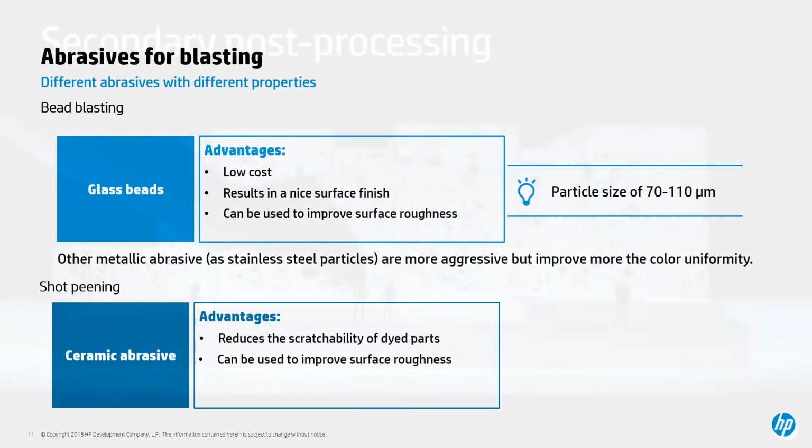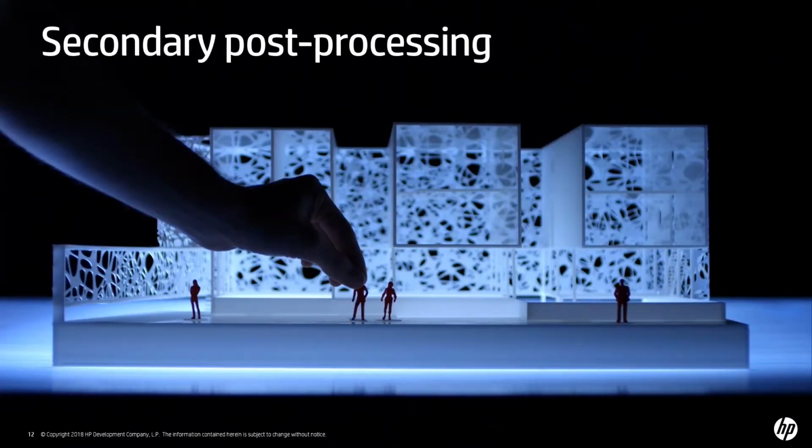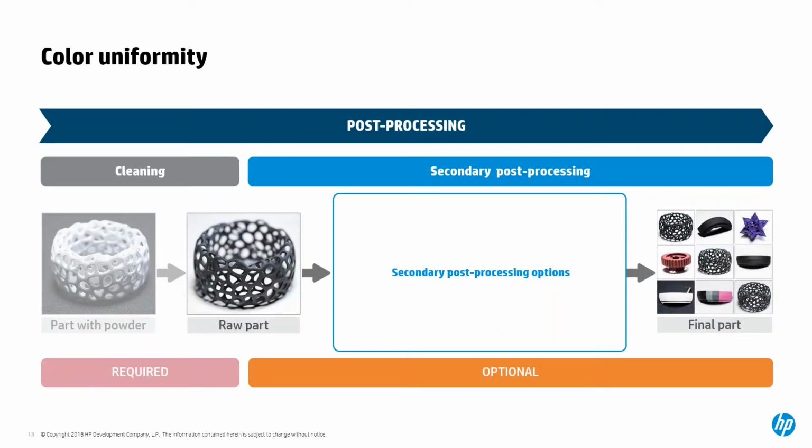Okay, so now let's take a look into the secondary post-processing options. As I said before, after cleaning the parts, there are further post-processes that could be applied depending on the desired quality or the finishing of the final part. So there are different post-processes that we could choose from.